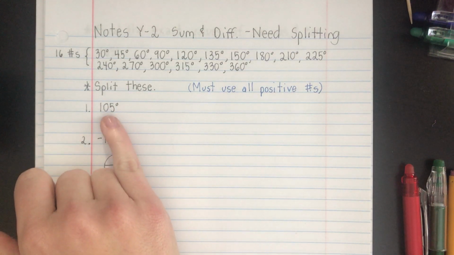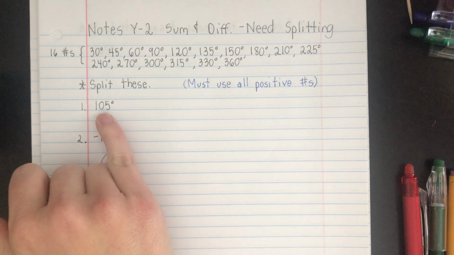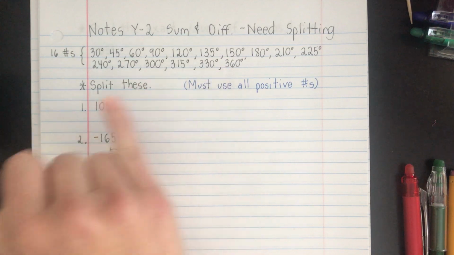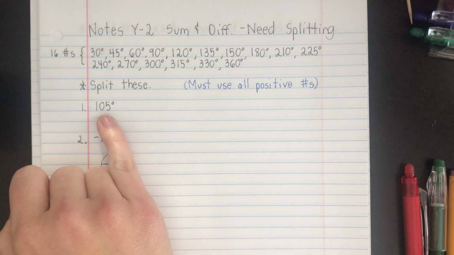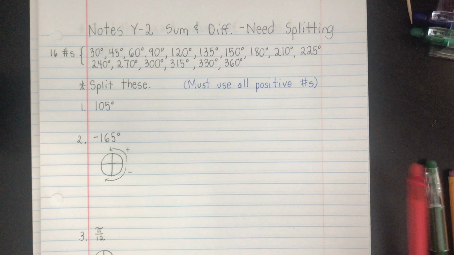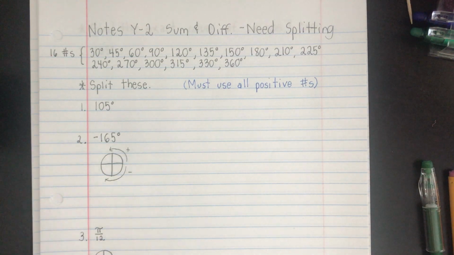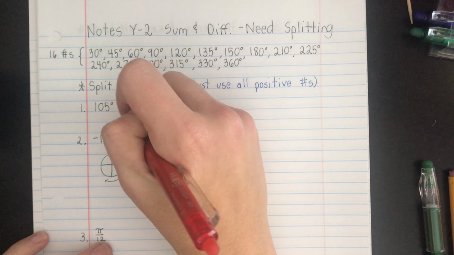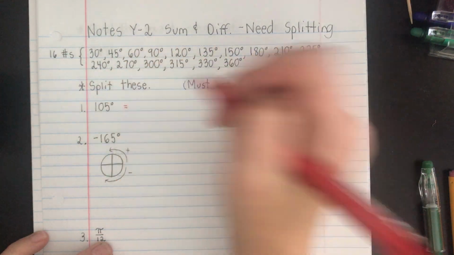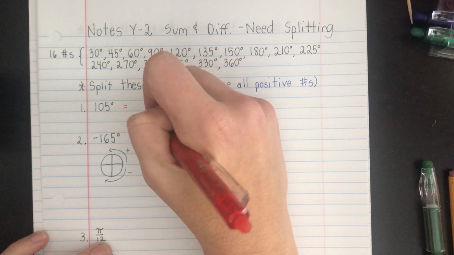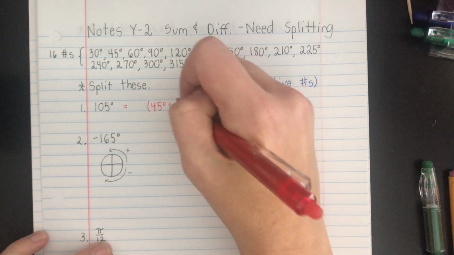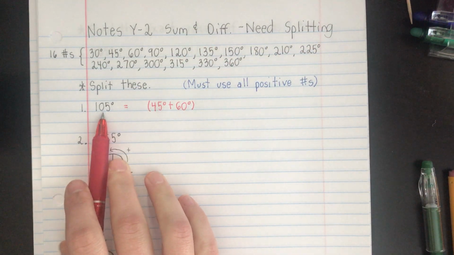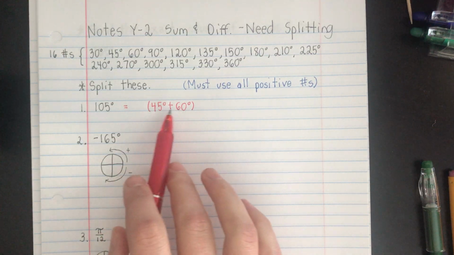Given the angle 105 degrees, how can you split that? Because 105 degrees isn't one of the angles on the unit circle that we've memorized. How do you split that into angles that we have memorized? Well, you can get 105 degrees from 45 plus 60: 105 degrees is equal to 45 degrees plus 60 degrees. And since 105 is such a small number, this is the only pair that will work.